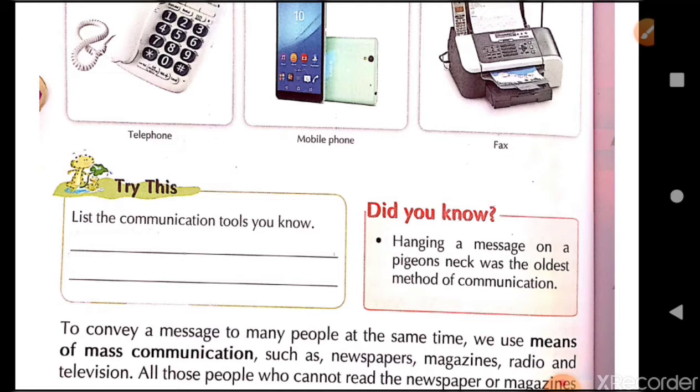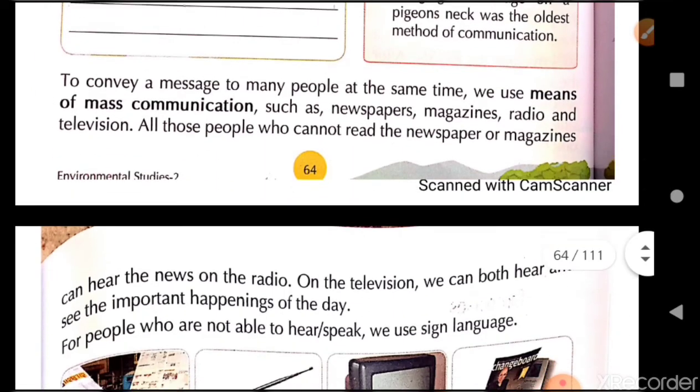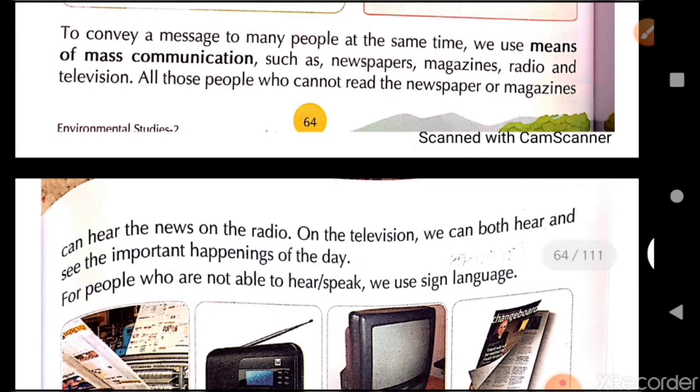Now, hanging a message on a pigeon's neck was the oldest method of communication. As I told you, people used to write their message on a paper, then they used to hang that paper on a pigeon's neck. Okay? Now, to convey a message to many people at the same time, we use means of mass communication. Mass means many people, large people.